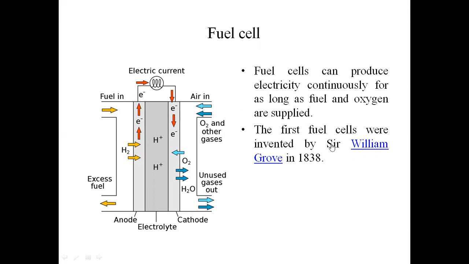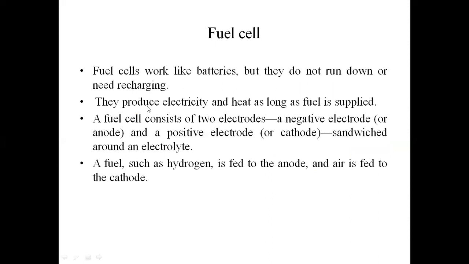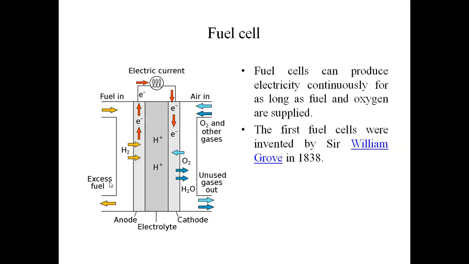Next, the first fuel cell was invented by Sir William Grove in 1838. Okay, these are some points. They produce electricity and heat as long as fuel is supplied. A fuel cell consists of two electrodes: the negative electrode is the anode, and the positive electrode is the cathode, around the electrolyte. Fuel such as hydrogen is fed to the anode and air is fed to the cathode. These are some descriptions of the fuel cell.